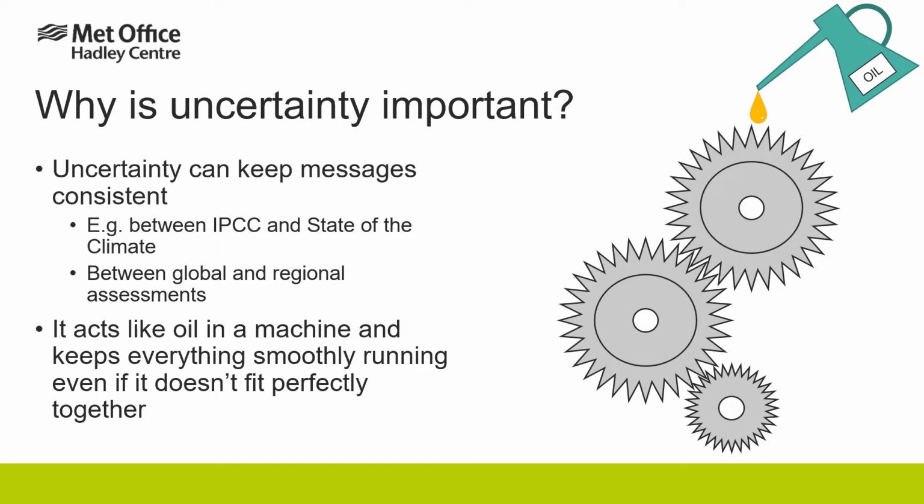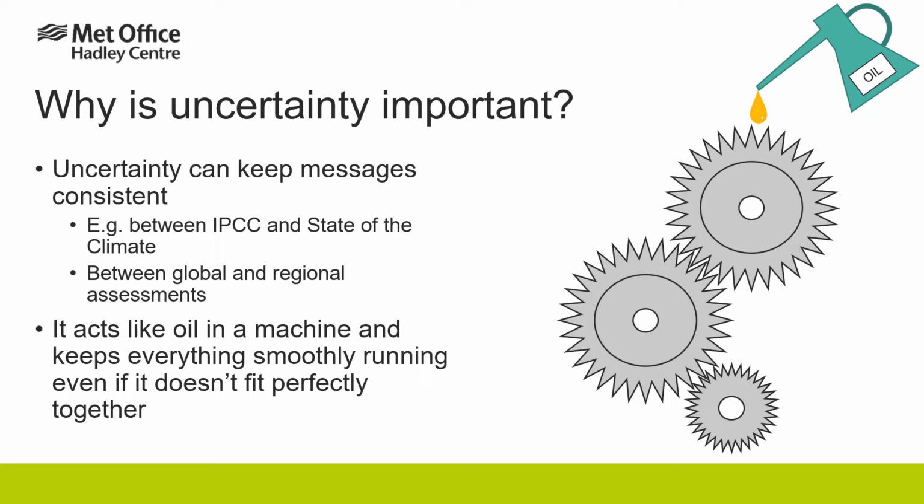There's another reason why uncertainty is important, and this is related to the other one. In that uncertainty can keep messages consistent. For example, messages in the IPCC and the State of the Climate reports, or between global and regional assessments, for example. So we know that if you calculate things in different ways, if you use different data, you'll get slightly different answers. And the uncertainty is a way of understanding these differences between data sets.